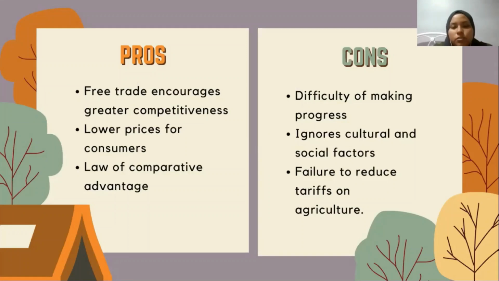And the cons of the World Trade Organization: the first is the difficulty of making progress. Trade rounds have been slow and it's difficult to reach an agreement. The second one is that it ignores cultural and social factors. This is because of the domination of multinational companies, which reduce cultural diversity and tend to swamp local industries and firms. The last one is the failure to reduce tariffs on agriculture, because both the US and Europe retain high tariffs on agriculture, and it will hurt farmers in developing economies who face tariff protection.